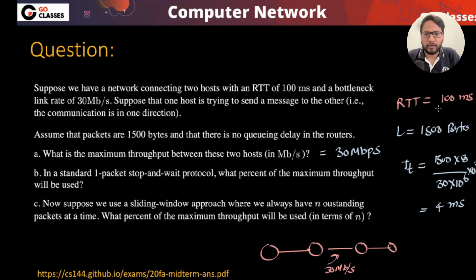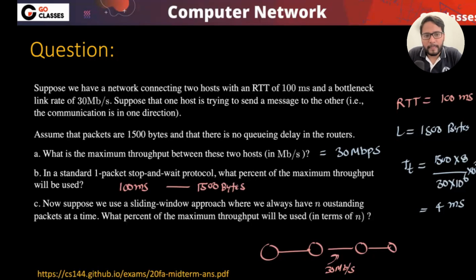RTT is also given to you. Now what they're asking is, what is the throughput that you can use? RTT is already given, so I think you don't need to find out the transmission time here. Transmission time explicitly is not required. So if they're asking you throughput, you can say that you are sending 1500 bytes in 100 milliseconds.